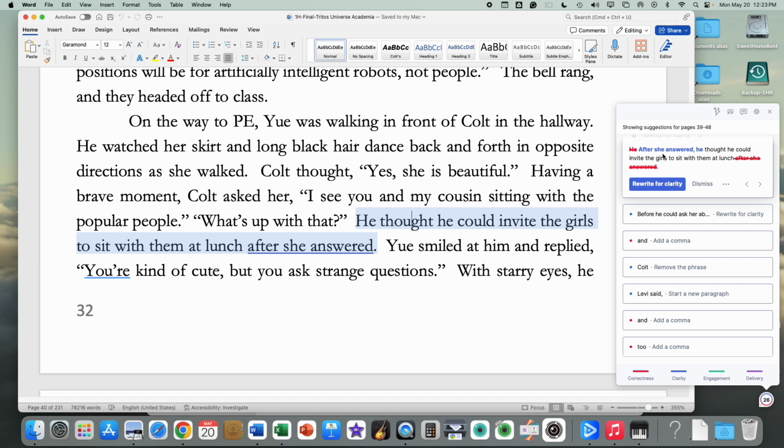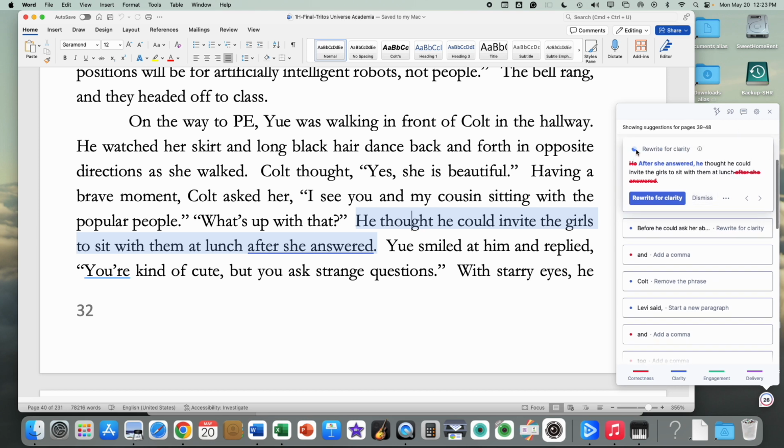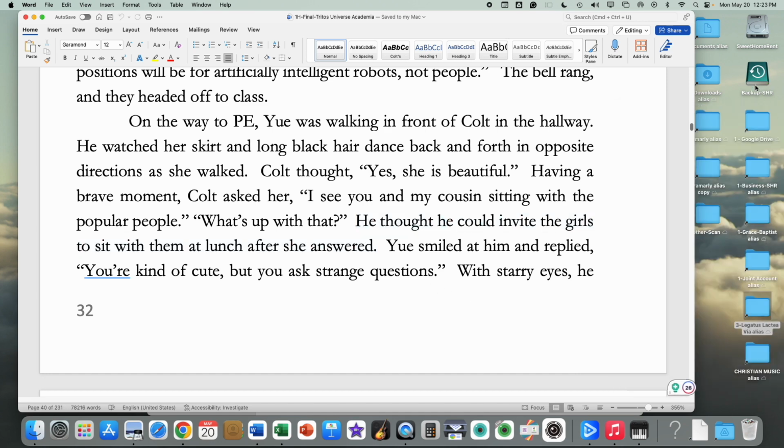And you can see here, after she answered, he thought he could invite the girls to sit with him at lunch. Well, that's okay. I don't disagree with that, but I like the thought coming first and then the invite coming second. When I think of things, that's how I would like it to read. And since this is a blue suggestion, it's just for clarity. It's not for correctness, so not really a major problem, I suppose. Okay, then, that's all for Grammarly.